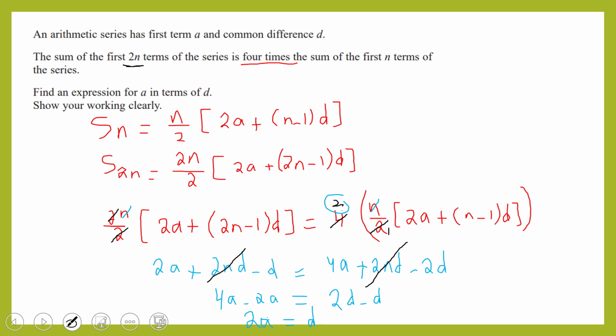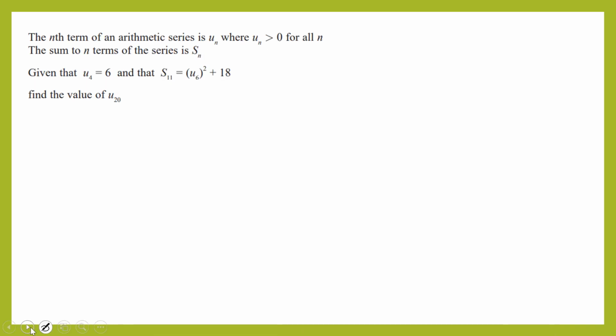2a equals d. So we will divide by 2, then a equals d over 2. So the relationship between them is that a equals d over 2.